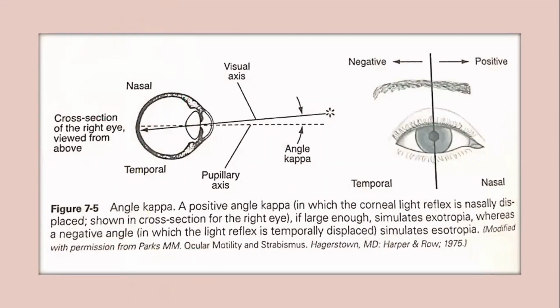The final slide is from the American Academy, actually it's from Marshall Parks' book. Generally you find this illustration in most books. But I think it doesn't help you to imagine or to understand why we have decentered reflex nasally and temporally, and why there is a pseudo appearance.